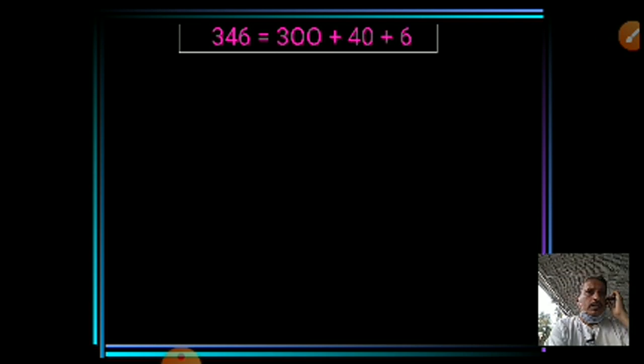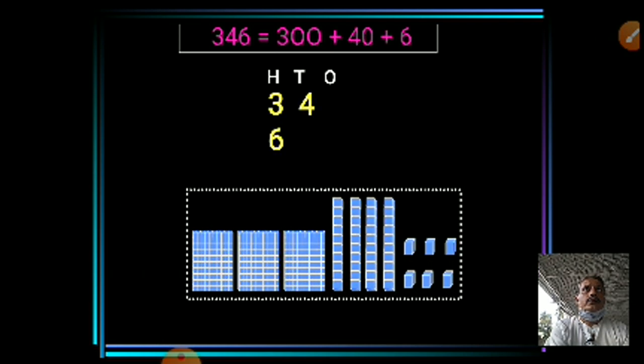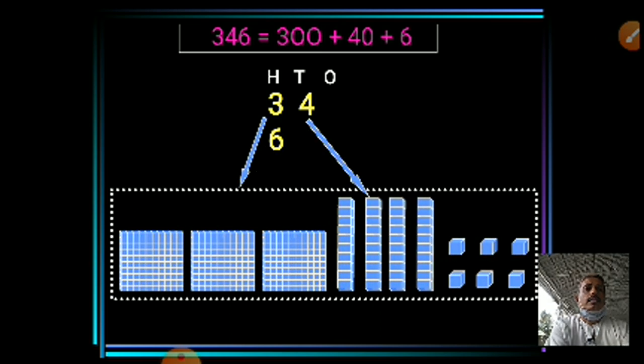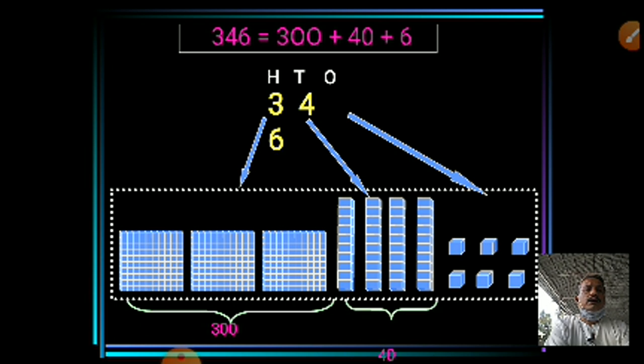Very nice. Look here, this 346 is shown by the expanded method. Expanded means 3 is not 3 but 300, 4 in the tens place is 40 because it is a group of tens, and 6 is alone. That is why we can write it as 300 plus 40 plus 6, which makes 346.